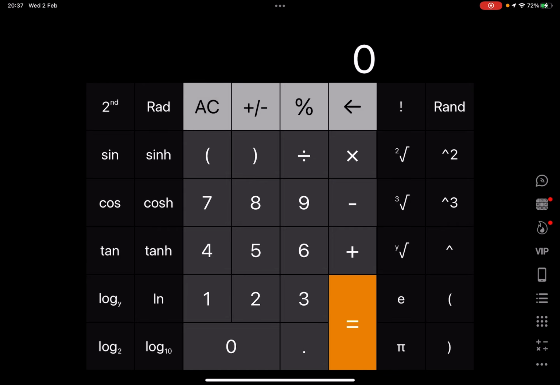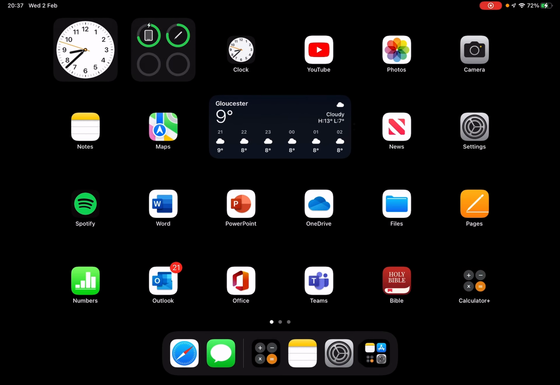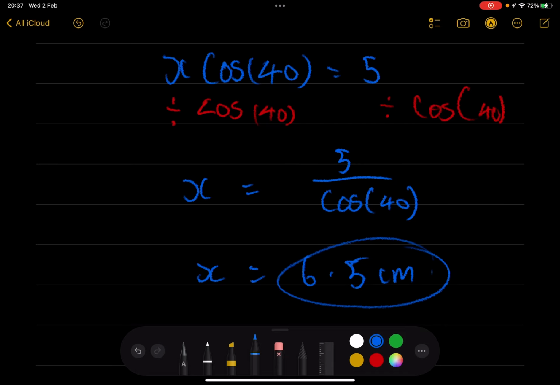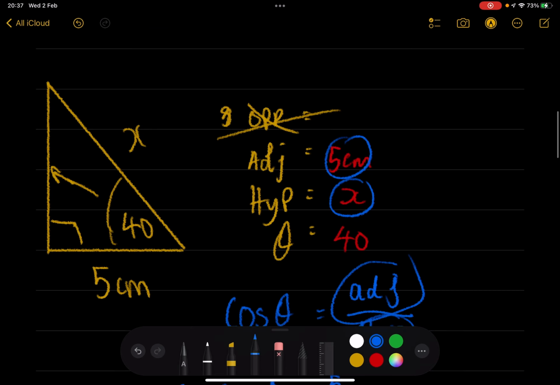I can't remember the calculation now, is it? 5 divided by cos, open the bracket, 40, close the bracket. So that's what it should be looking like. 6.5 we're going to go for. So 6.5. And then we're just going to check, does 6.5 look like a sensible answer? If this is 5, it's got to be bigger than 5, hasn't it? Because the hypotenuse is always bigger. So 6.5 looks like a sensible answer to me.